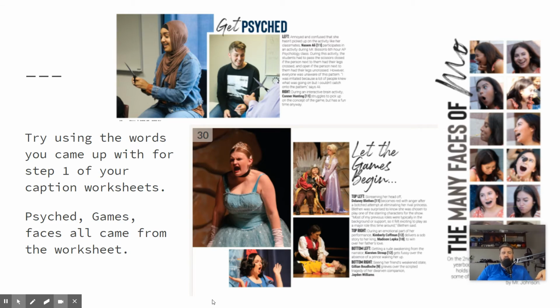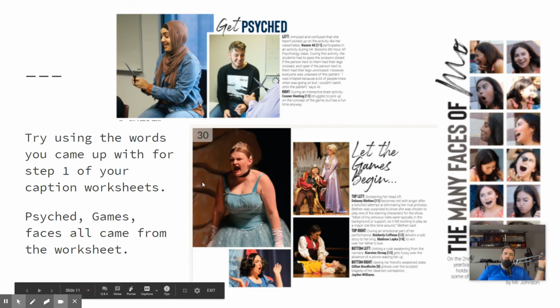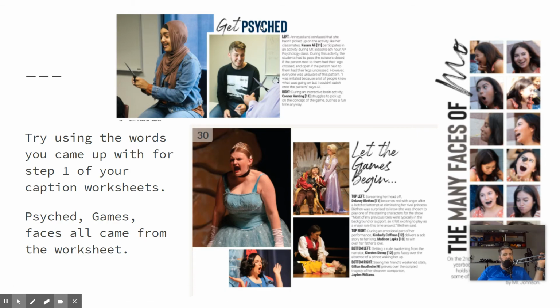And last thing is I want you to try using the words you came up with for step 1 of your caption worksheets. This is another reason why you got to write your captions first. If you're having a hard time coming up with your headline, a lot of times you can go back to those caption worksheets and look at your words that you put in the brainstorm thing. In these examples, the word psyched, games, and faces were all words that were on the caption worksheet in step 1. This one ended up getting very cleverly changed to not just getting psyched, but to getting psyched because it's for psychology class. Very clever.